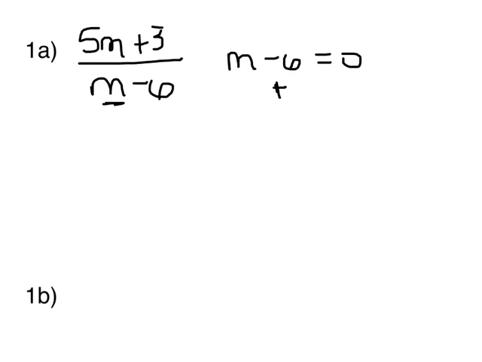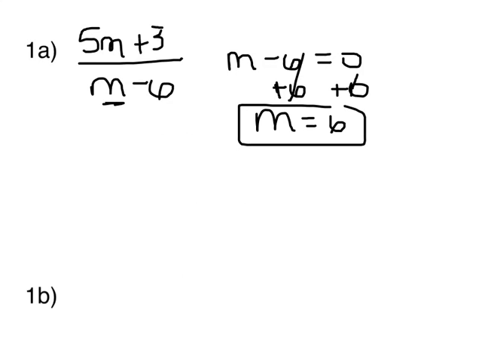We want to figure out what value m would be in order to get 0. If we solve this equation by adding 6, we'll have m equals 6. So basically, if we have m equaling 6 in our denominator, we'd have 6 minus 6, or a value of 0. And this cannot happen, so our excluded value is that m cannot equal 6.